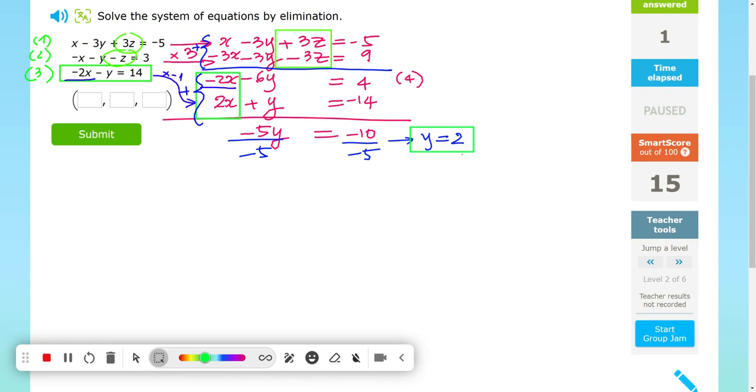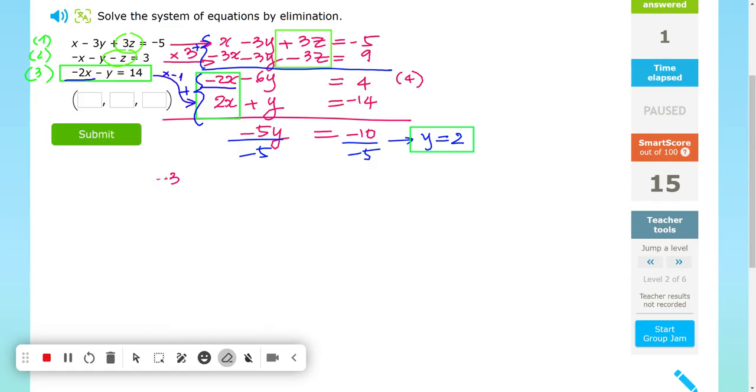Which one should we find first? Alright. So if you pay attention, equation number 3 and equation number 4 have only two unknowns, x and y. So if you know the y, we should find the x next. Okay? Find the x next. So I can go, it doesn't matter which equation. Okay, let's go to equation number 3 then.